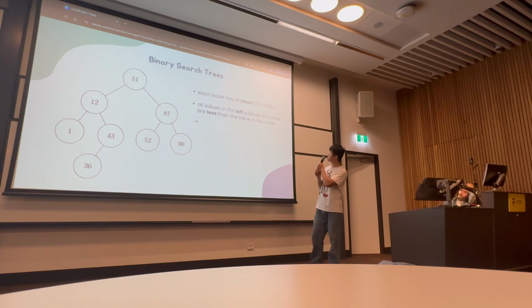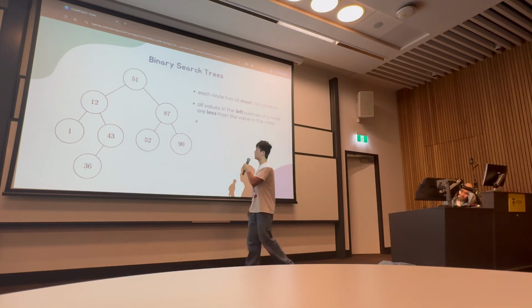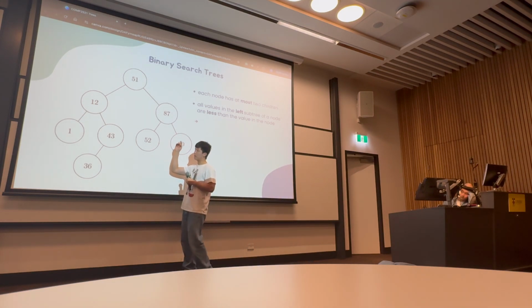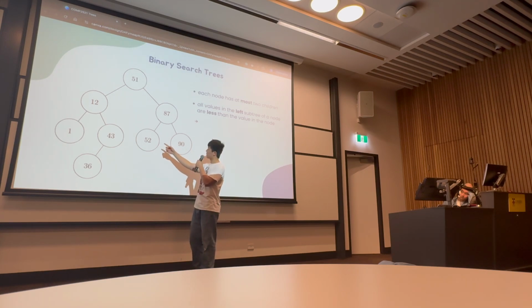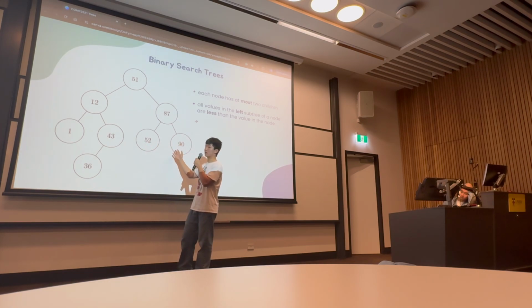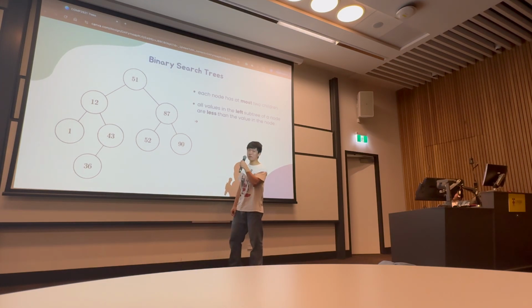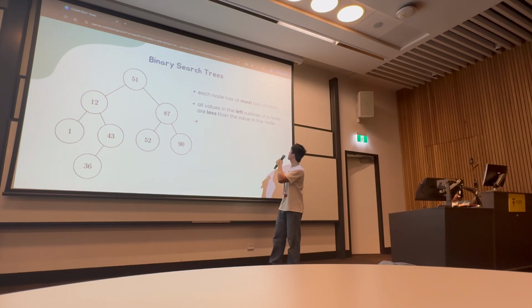So, of course, to enforce the algorithm for binary search, each node must have at most 2 children, right? And the 2 children that are subnodes of a main node, so for example, let's say 87, must be either smaller or greater than the parent node. Specifically, the node on the left must be smaller and the node on the right must be greater. And as enforced by the name binary search, binary meaning 2, there must only be 2 nodes for each parent node.